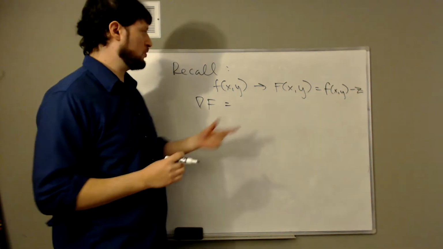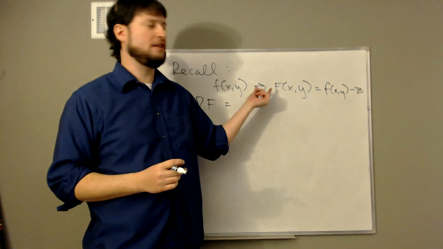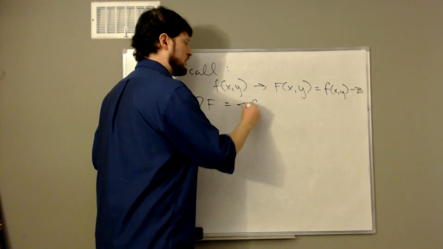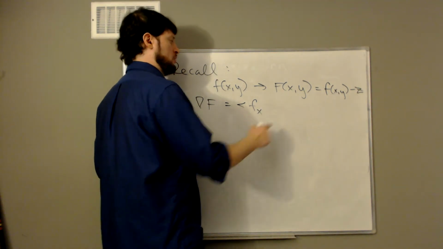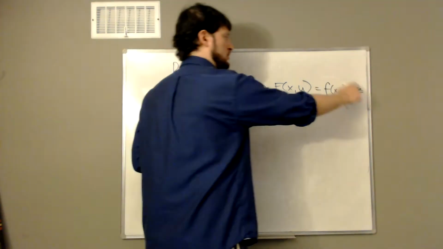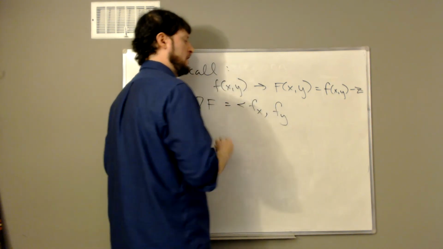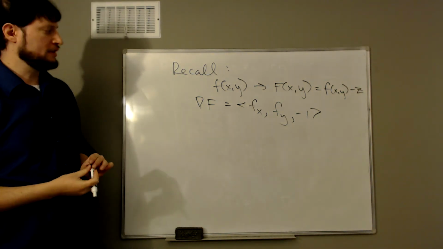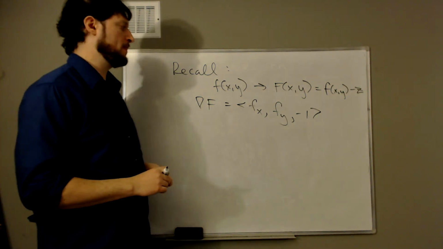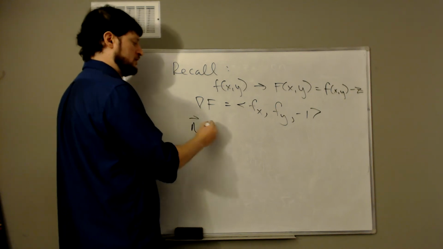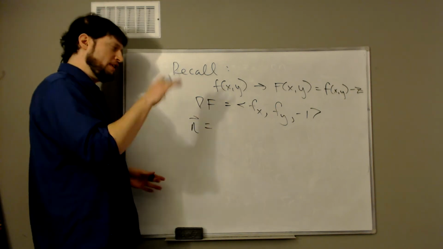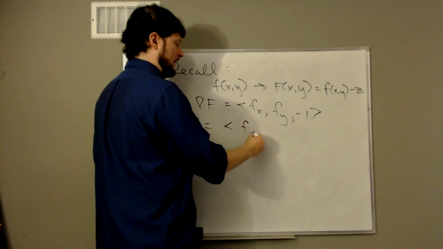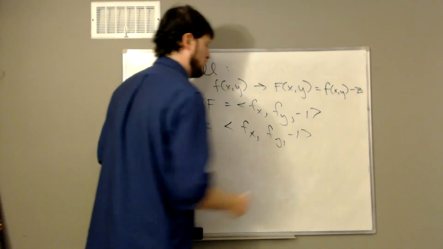And we looked at the gradient of big F. If I take the derivative with respect to x, notice that the z goes away, and so really all I get is f sub x from the little f. If I take the derivative with respect to y, I get f sub y, and then our z component is always going to be minus 1. Which means that the normal vector to my surface, and also the normal vector for the tangent plane, will be f sub x, f sub y, minus 1.